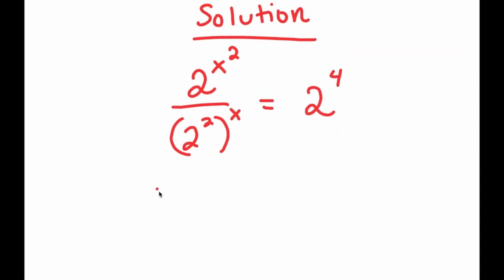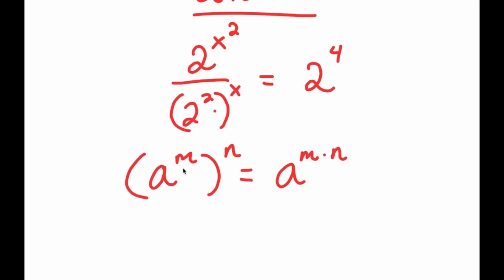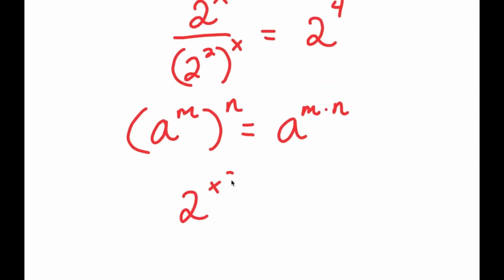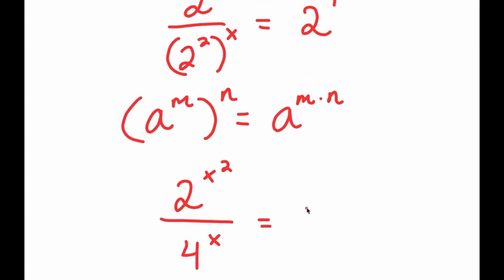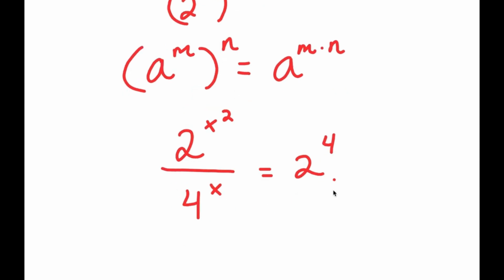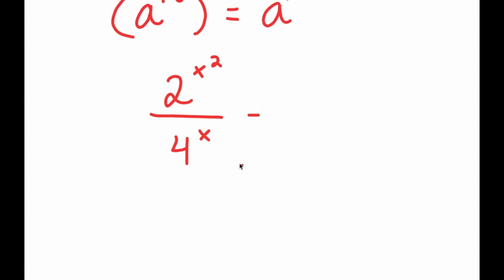Now from here, if I have something in the form a to the power of m to the power of n, this is equal to a to the power of m times n. So 2 to the power of 2 to the power of x, I can rewrite that as 4 to the power of x, which is equal to 2 to the power of 4. And, oops, sorry, this is not 4 to the power of x, this is actually 2 to the power of 2x, which is equal to 2 to the power of 4.